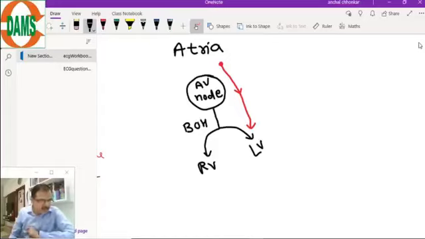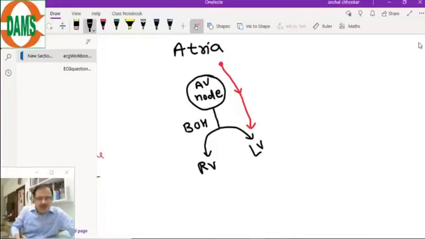Impulse never passes through the AV node? Very good question. The impulse enters the AV node, but it is not able to cross the AV node because the distal part is in a refractory period. So it will not go beyond that. Yes, it causes tachycardias or arrhythmias.